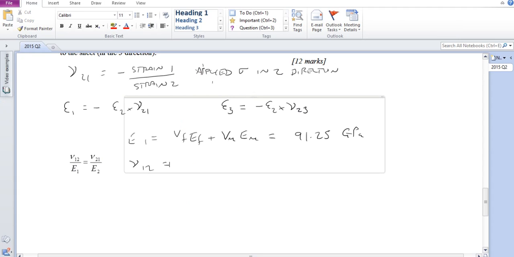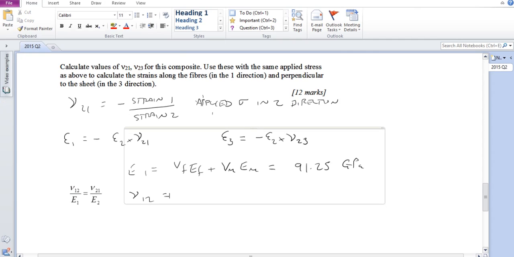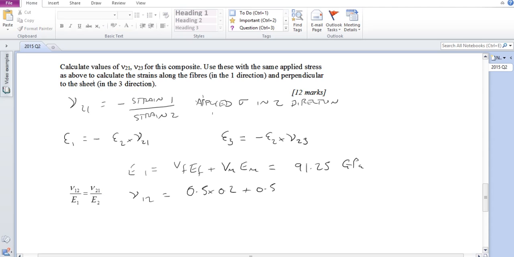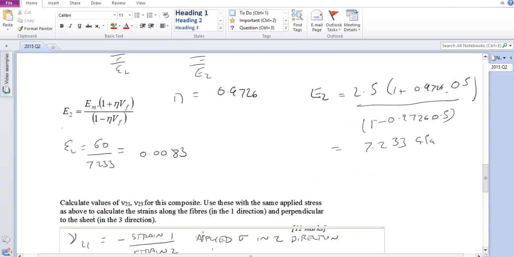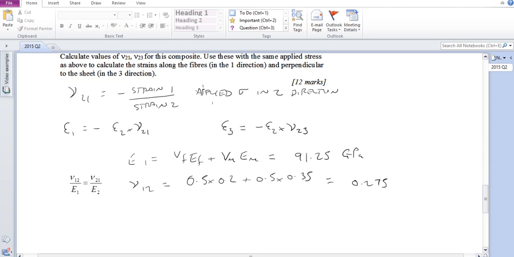So in that case, we have it equal to, I can't remember what the numbers are here, 0.5, 0.2 and 0.35. So that's just equal to 0.5 times 0.2 plus 0.5 times 0.35. Check I've got my Poisson's ratio values right there. Yeah, that's right. And if you work that lot out, that comes out to be 0.275.